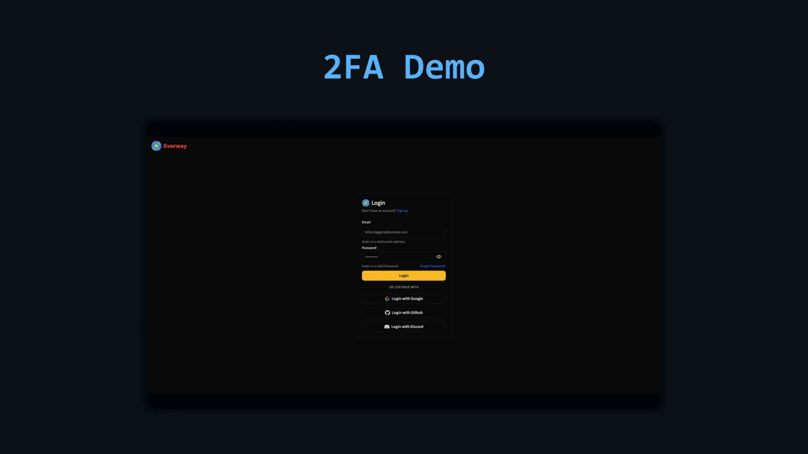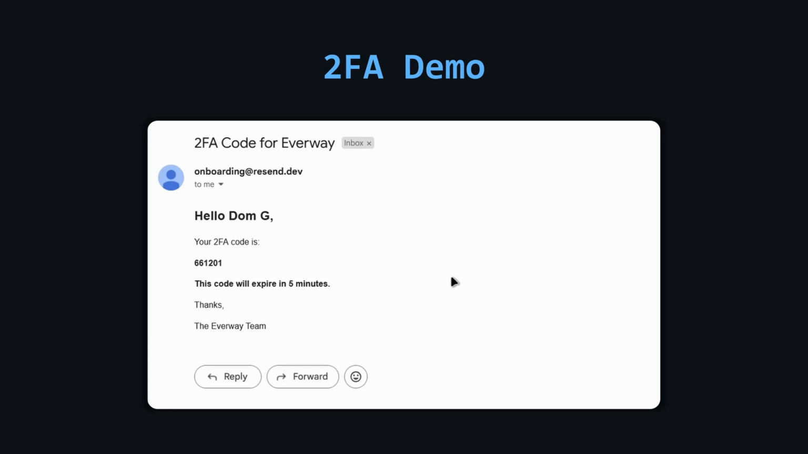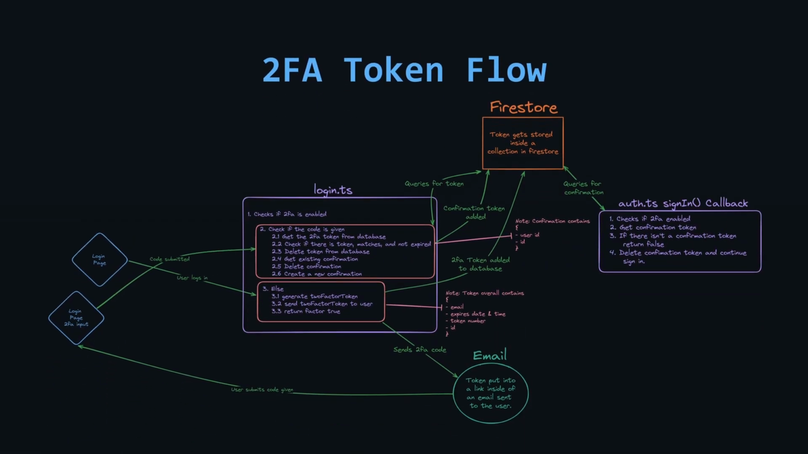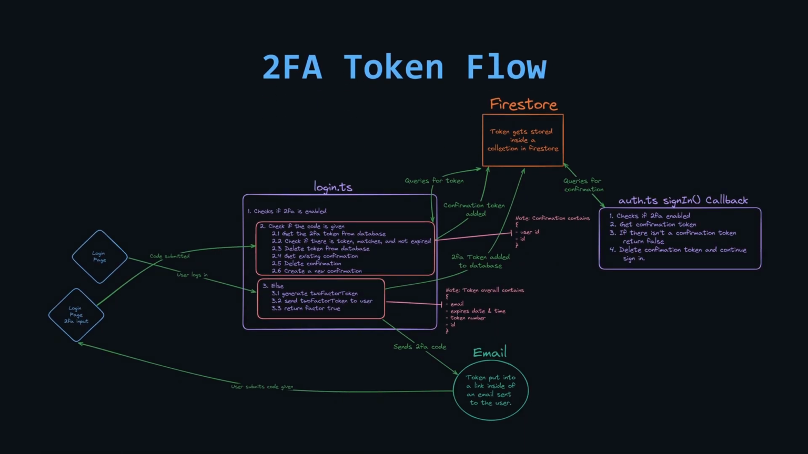So if 2FA is on, so set to true, when you click login, you will see here on the demo that it will open up to a screen now where you just put the 2FA code. The 2FA code is sent to you. It's just a random 6-digit code or token per se, and that's where you will copy it, and then you will put that code in like any other 2FA kind of setup, and you submit the code, and then it will log you in. Now let's look at the 2FA token flow.